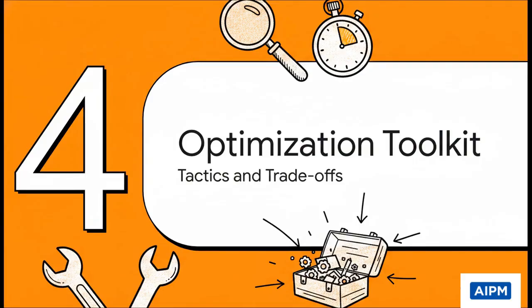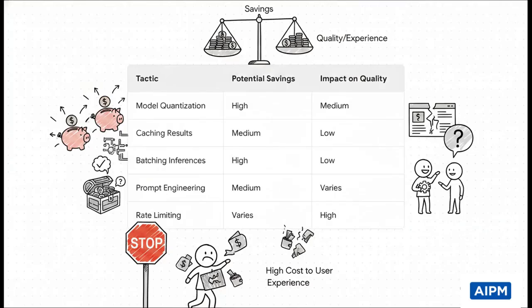Well, let's open up the detective's toolkit. This table right here, this is your cheat sheet, and I want you to pay close attention to the trade-offs. Look at something like batching inferences. You can get huge savings with a really low impact on quality. That's a massive win, especially for things like analytics, where you don't need an answer that second. Caching is another no-brainer, right? If 1,000 people ask the exact same thing, why pay for the AI to figure it out 1,000 times? You pay once. But then, look down at rate limiting. Sure, it saves money, but look at that impact on quality. It's high. It can really tick off your users.